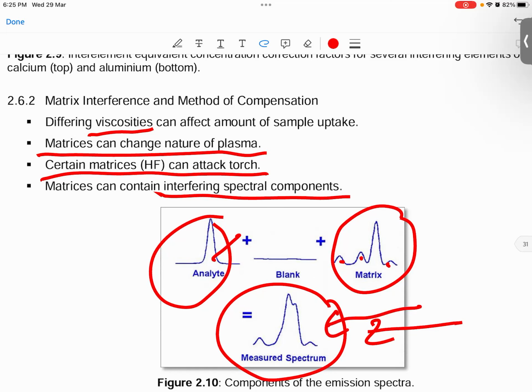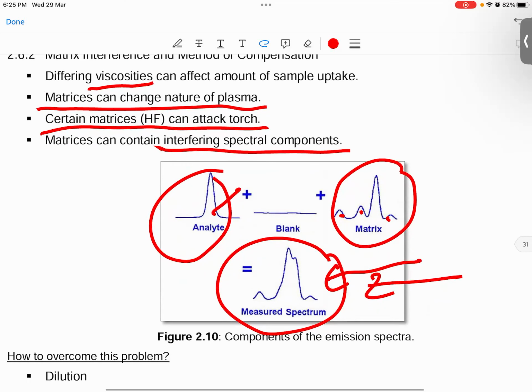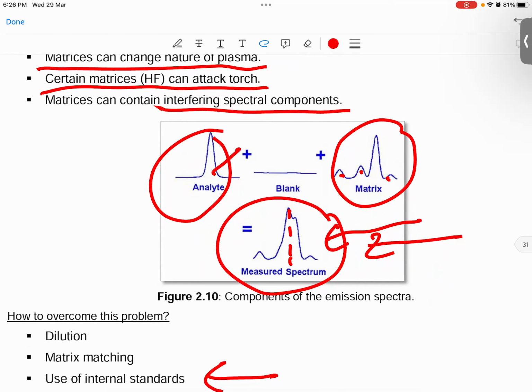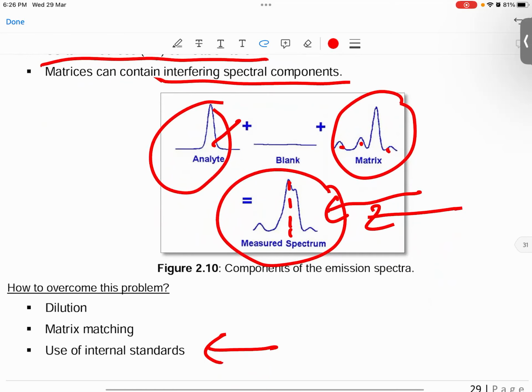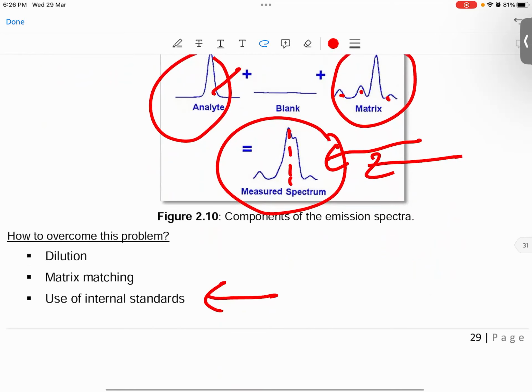So this spectrum, of course, will affect the quantitative analysis, because you actually have to use a very good peak area to identify the concentration. But unfortunately, if you do not have a clean spectrum, then you might have, not to say totally wrong reading, but the reading might not be accurate. So how to overcome this problem?